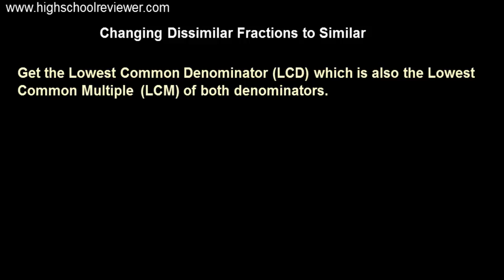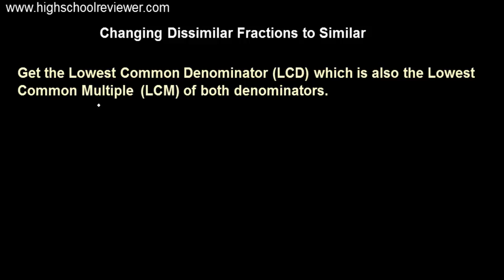Changing dissimilar fractions to similar. Now, the first step is to get the lowest common denominator, or the LCD, and the LCD is also the lowest common multiple, or the LCM, of both denominators.